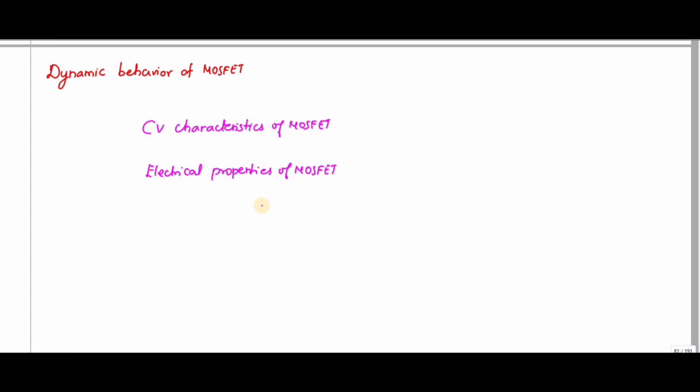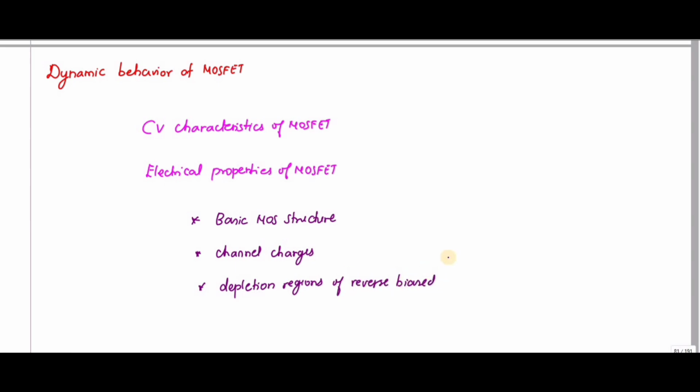Okay. So this capacitance originates from the basic MOSFET structure, first one by the basic MOS structure, and next one using channel charges, and next one due to the depletion region of the reverse biased PN junction of drain and source. Okay.